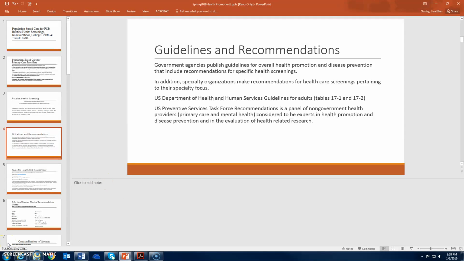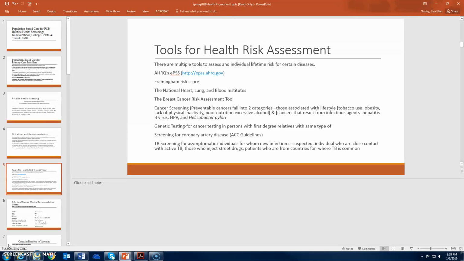So there are multiple tools to assess an individual's lifetime risk for certain diseases, such as heart disease and breast cancer. These are used as an adjunct to making health screening decisions and indicating whether a patient is at high, medium, or low risk for the condition. That's all part of clinical reasoning. So I have given you an example, some tools for health risk assessment.